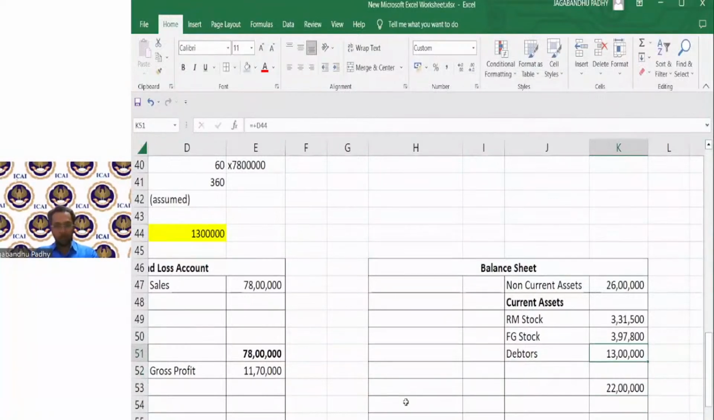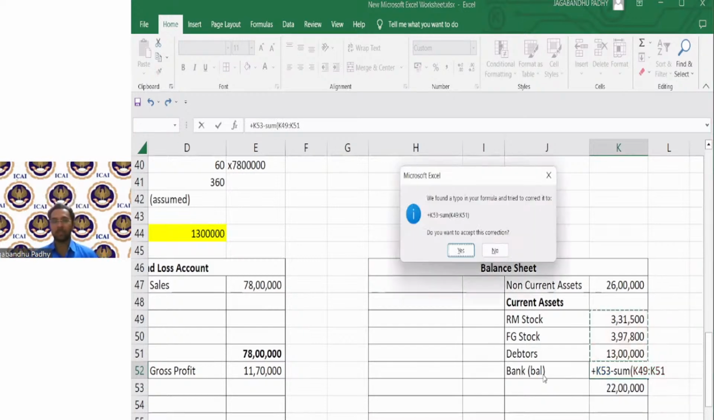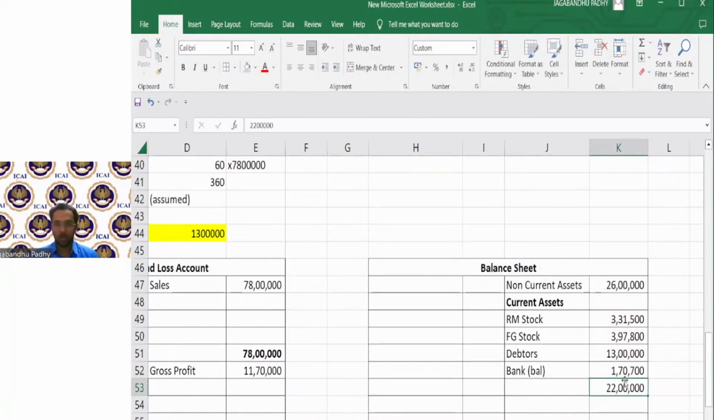Okay. So if you take a total of this, it doesn't seem to be like 22 lakh. So there is still something balanced that we need to do. And of course, the balancing figure is just going to be the bank balance. Right. So bank balance, that's going to be this minus the current assets figure. 1,70,700 is the bank balance, the balancing figure basically.